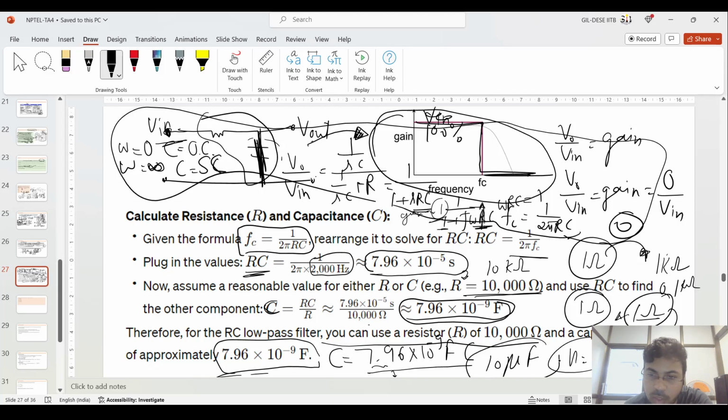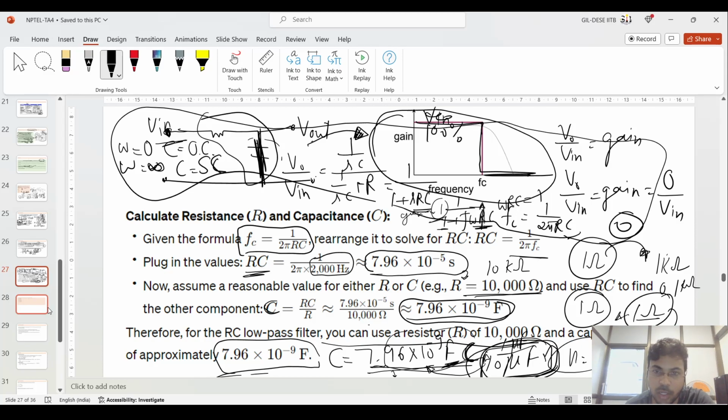So you have to take the capacitor which is nearly equal to that. Suppose a 10 microfarad capacitor is available in the market. So you have to take that 10 microfarad capacitor to come up with the solution of this problem, because the manufacturer will not manufacture this 7.96 into 10 power minus 9 farad capacitor. So you have to go to that value which is already available in the market, nearly equal to that.